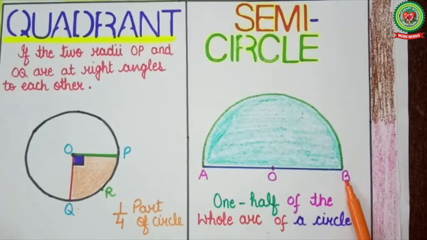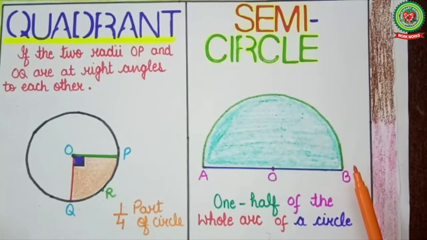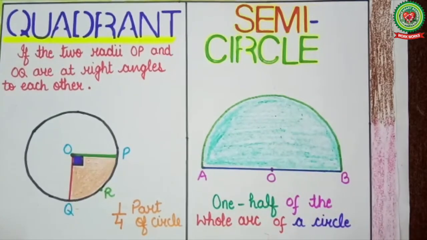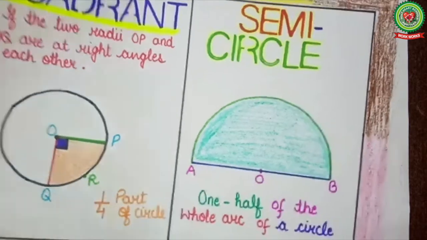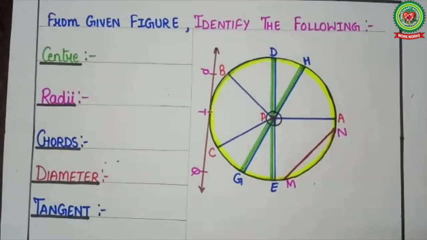AOB is the diameter of the circle. Upper part of the circle, this is semicircle. Similarly, if I take lower part, that will also be known as semicircle. Now you understood the definitions? Try to solve this question.